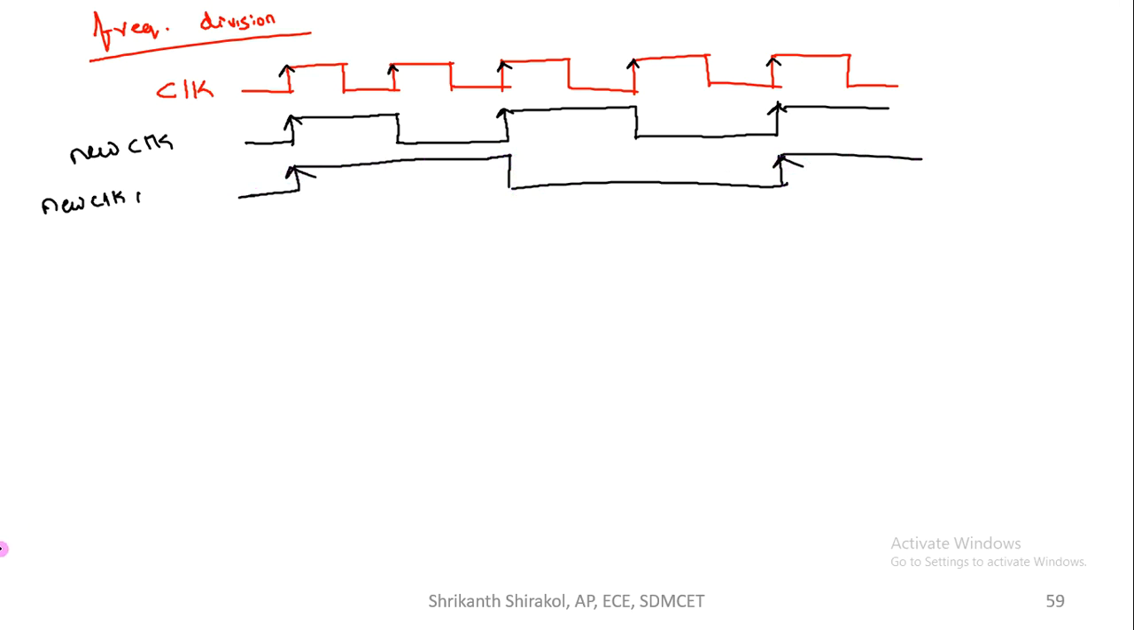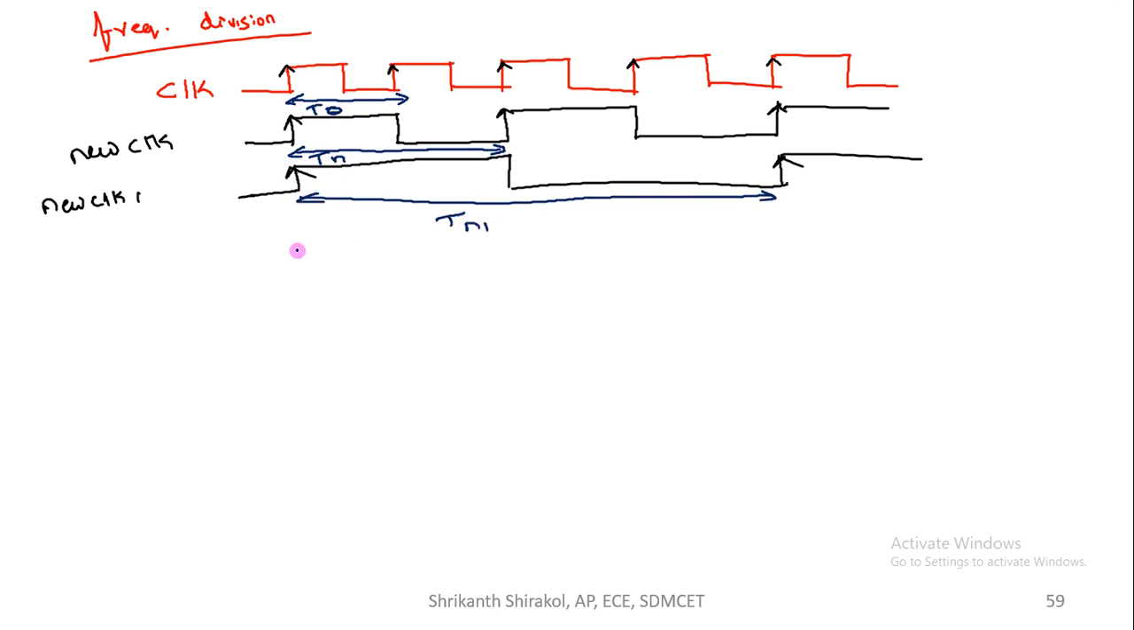So what I want you to focus on here is, what is the period? Let me give the period the name T original, T naught is T original. Then, the period of this clock, I call it T new, Tn. The period of this clock is T new 1, right?